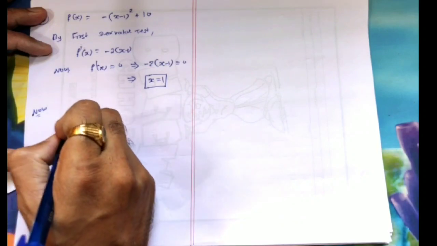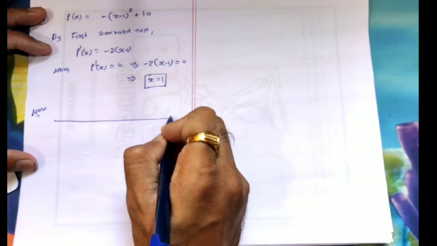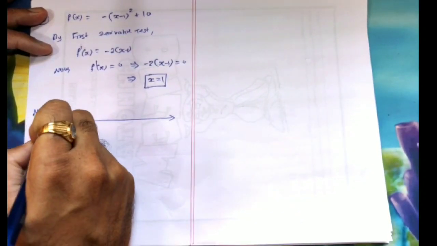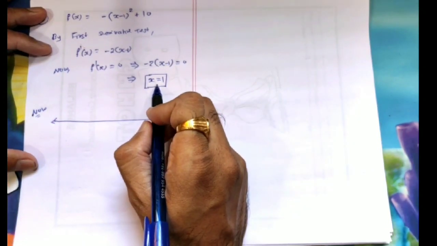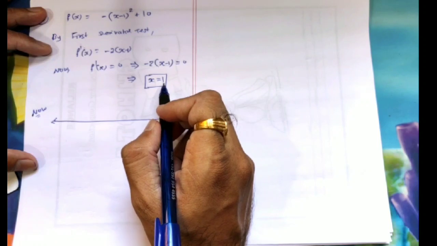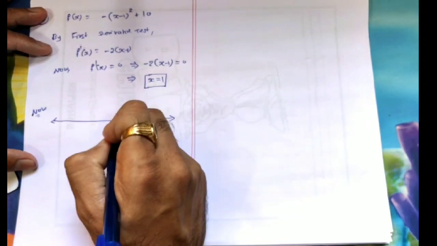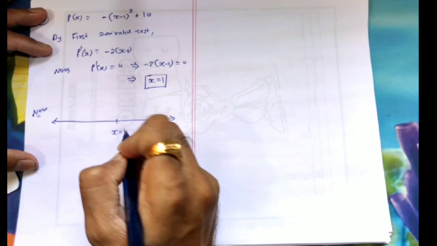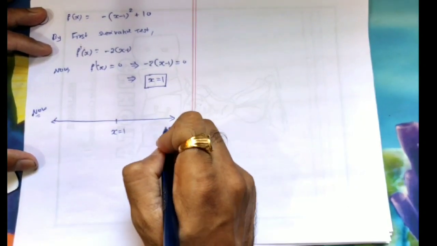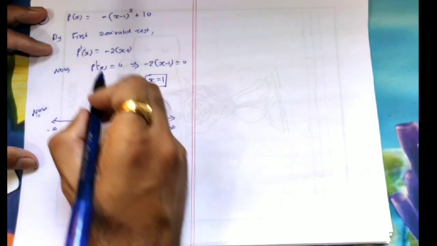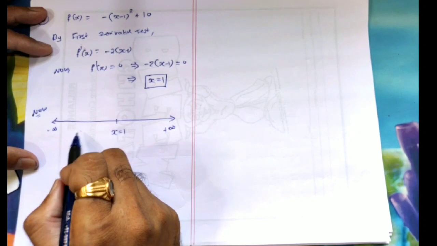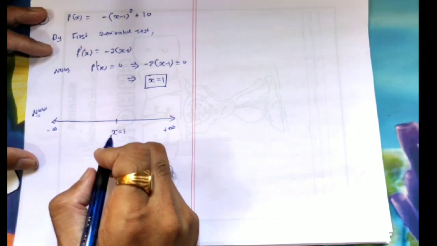So to find whether it is a point of maxima or a point of minima, we have to identify it. This step is called the identification step, right? Here we identify whether x equal to 1 is a point of maxima or a point of minima. Done. So for the identification, you have to write this x equal to 1 on your number line. This is plus infinity, this is minus infinity. Now this is our critical point. Now we are checking the sign of our f dash x on the left-hand side of this critical point and the right-hand side of this critical point.